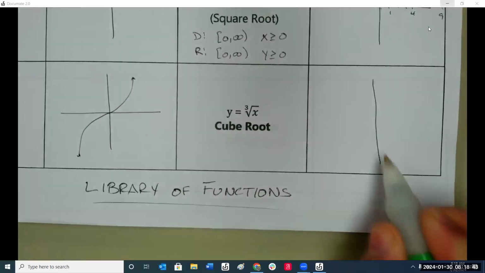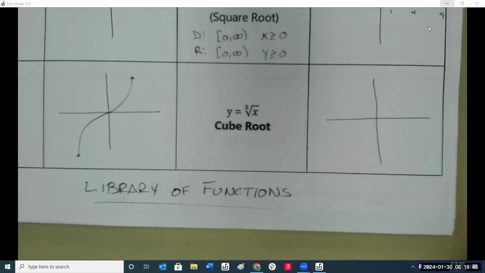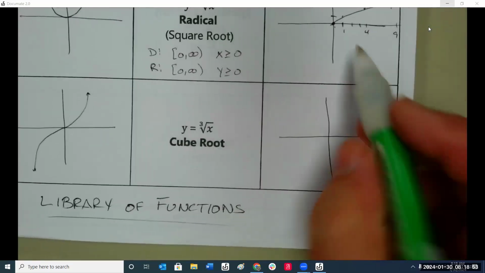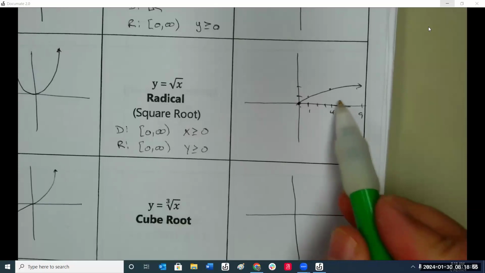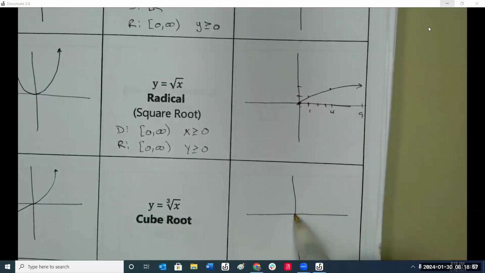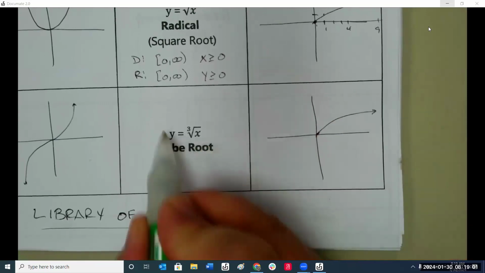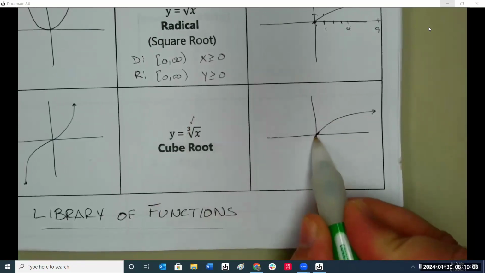How about the cube root function? Yes, it's like a stretched out S. It's similar to this one, but now since it's an odd root, it can be negative.